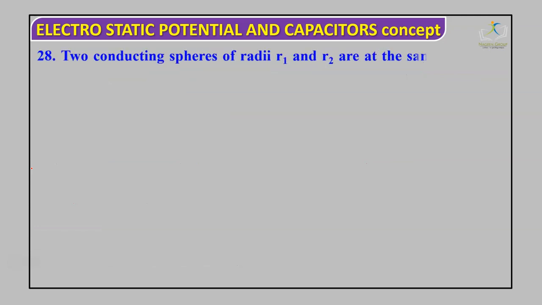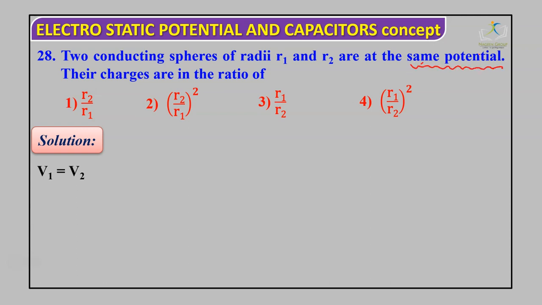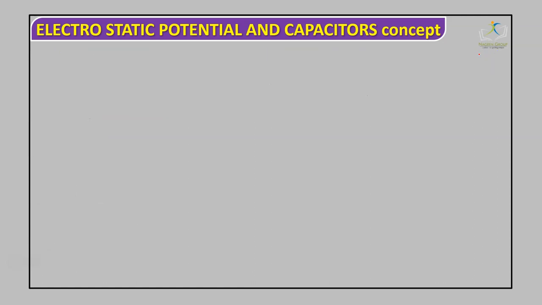Next question we have. Conducting spheres of radii R1 and R2 are at the same potential. Their charges are in the ratio of R1 by R2, R1 by R2 whole square, R1 by R2, R1 by R2 whole square. We have the solution: V1 equals V2 when they are connected, or the line directly mentions the same potential. So V1 equals V2. We just put all these values and get the result Q1 by Q2 equals R1 by R2. According to this, the correct option is option 3. Hope you understand this much.